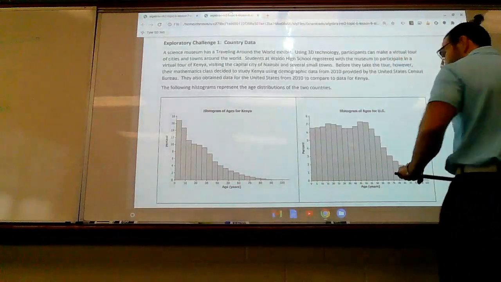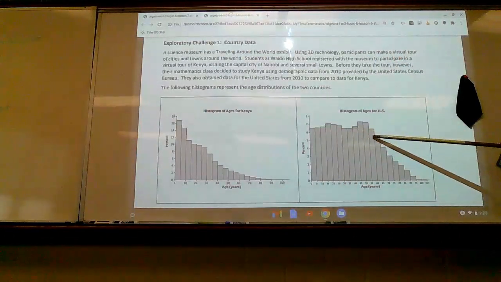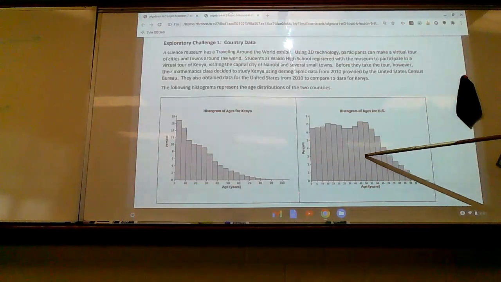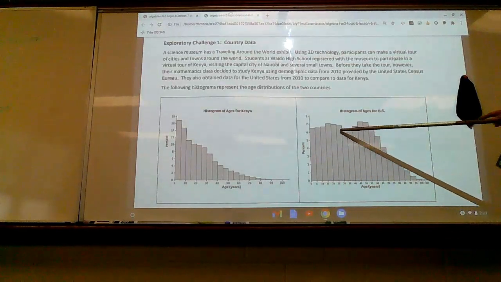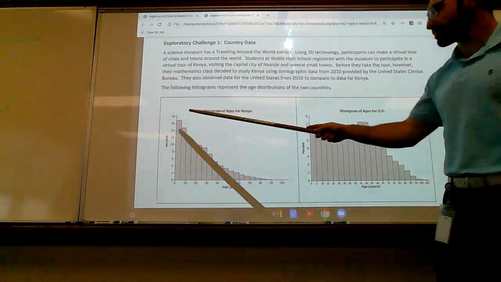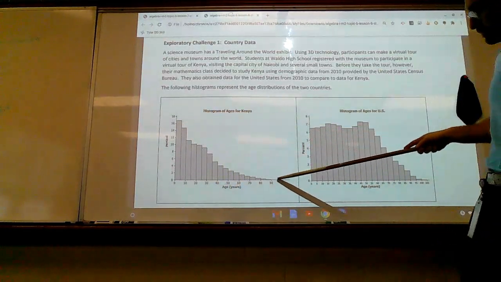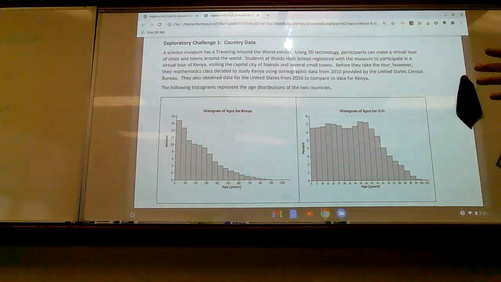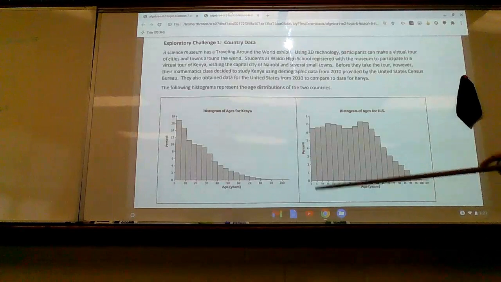First off, the US is much more evenly distributed. Does it still tail off? Sure, because the older somebody gets, we have very few people who are living to 100. We have a lot of people who are living till like 65, obviously. But in Kenya, look what happens. There's a very steep decline. So my question to you is, where are the majority of people located in Kenya?